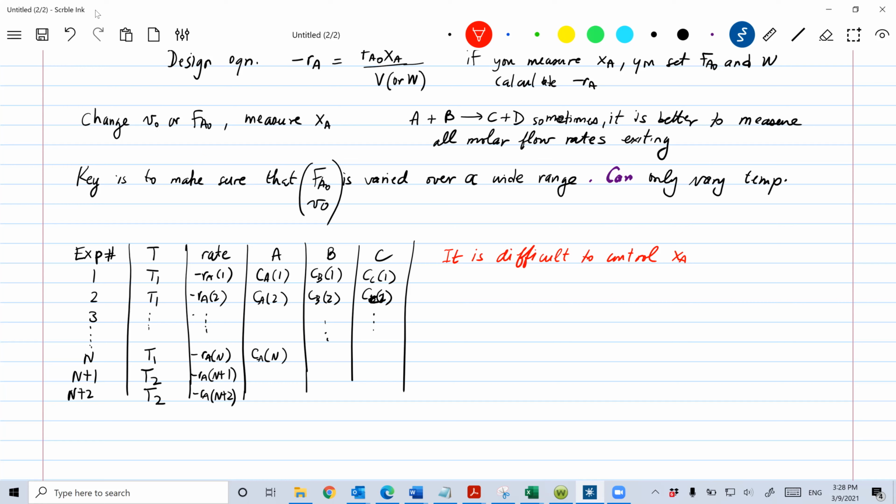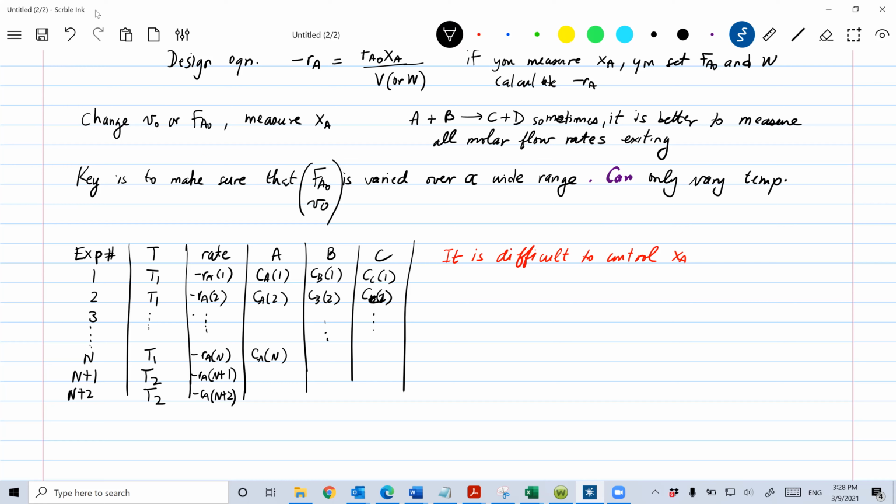So that's why we find that using reactors where you can control the outlet concentration or the conversion works out best, and we'll talk about that in just a minute.